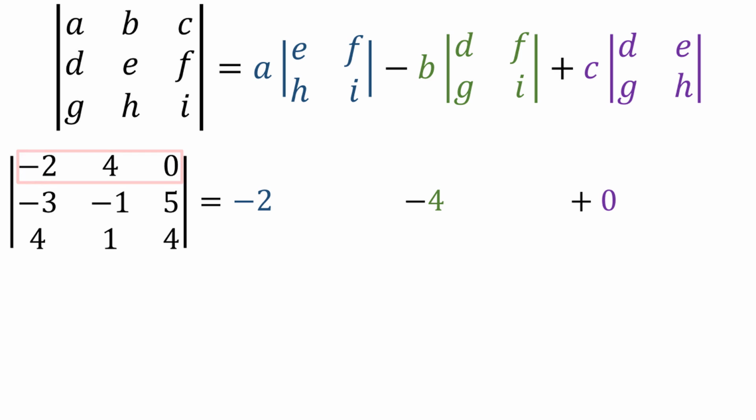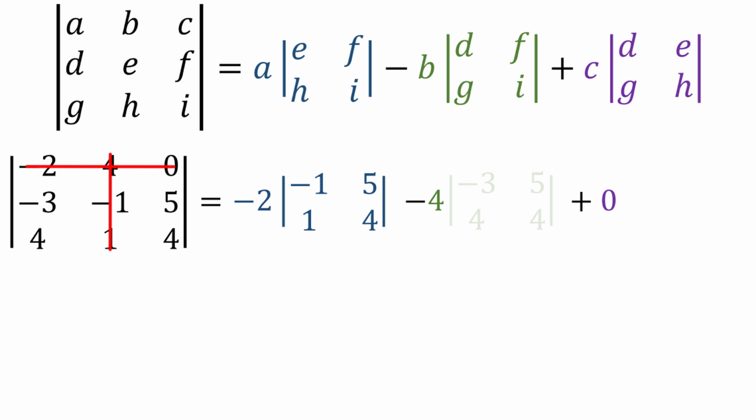The numbers for the first determinant can be found by covering up the column and row negative 2 came from, which leaves us with negative 1, 5, 1, and 4. The second determinant will come from the 2x2 matrix we see when we cover up the row and column 4 came from. So now we have negative 3, 5, 4, and 4. The third determinant will come from the 2x2 matrix we see when we cover up the row and column 0 came from. So we have negative 3, negative 1, 4, and 1. Now we just need to find 3 determinants.